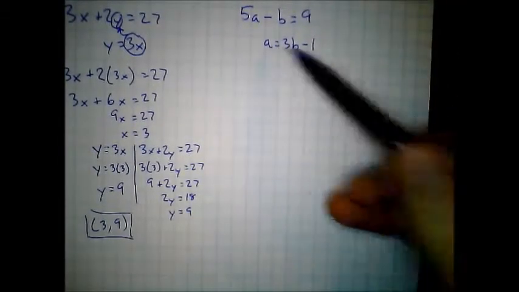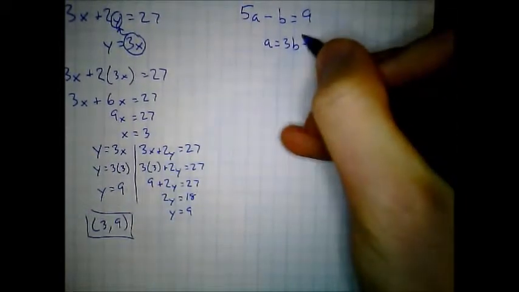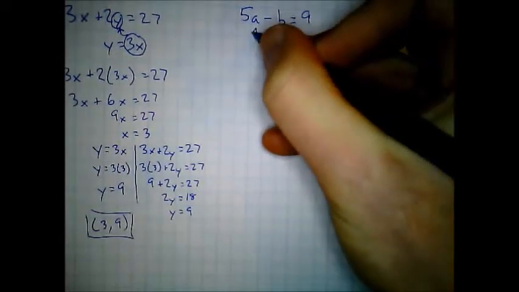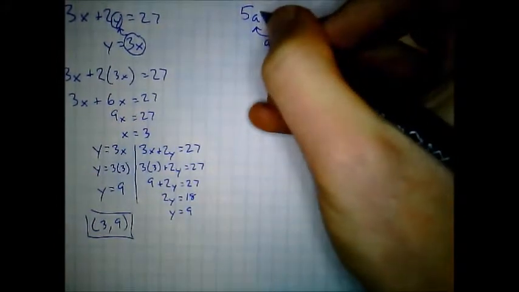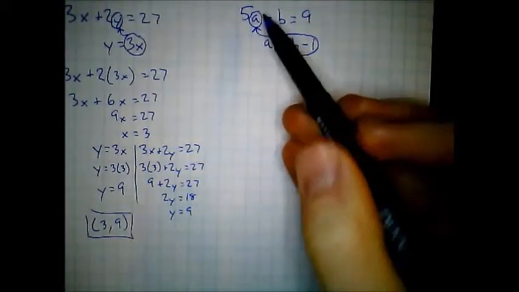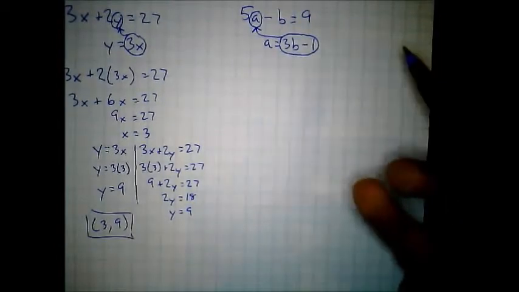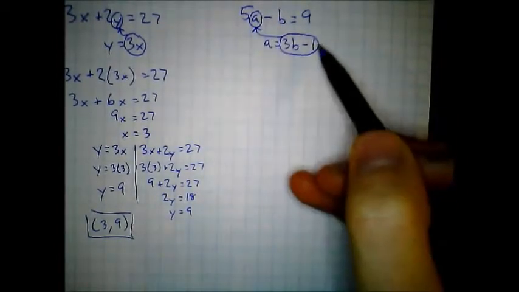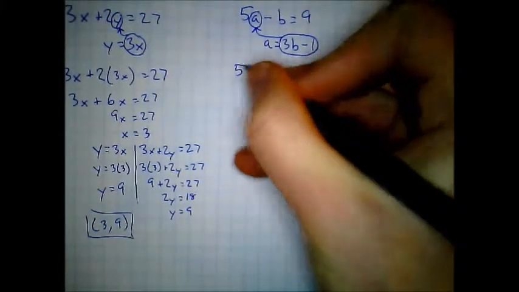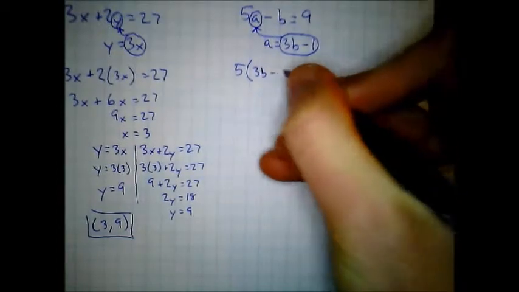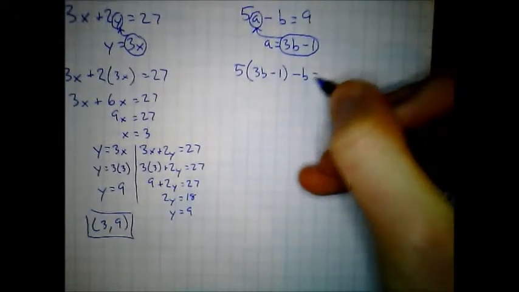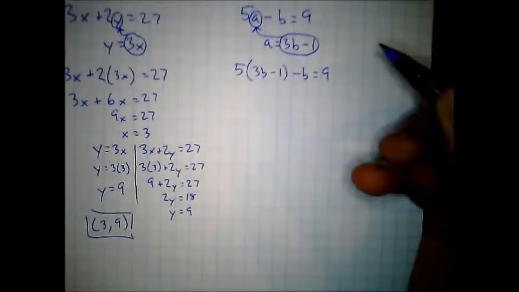The second equation tells us exactly what a equals, so we're going to substitute what a equals in for the a in our first equation. Now we're only substituting in for the a. The first equation tells us we have 5 a's. So we're going to have 5 of this group, 3b minus 1, because we're replacing this a with 3b minus 1. And we write that as 5 times the group 3b minus 1, minus this b equals 9 still.